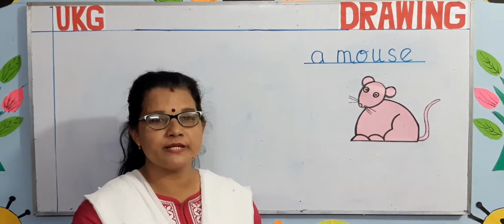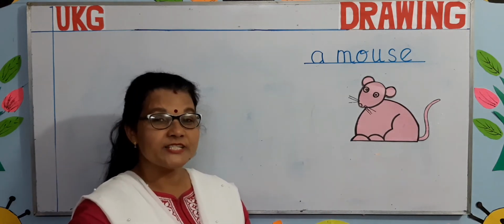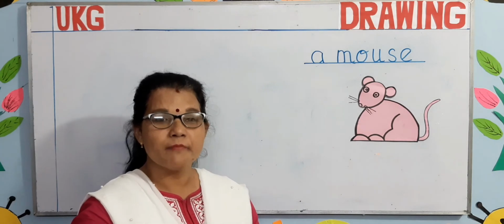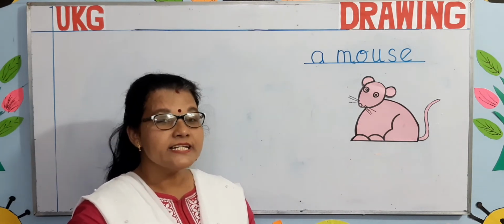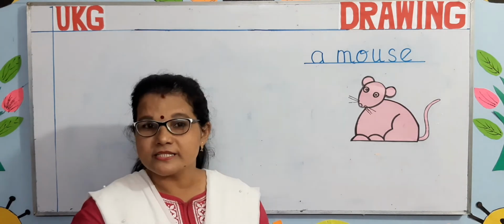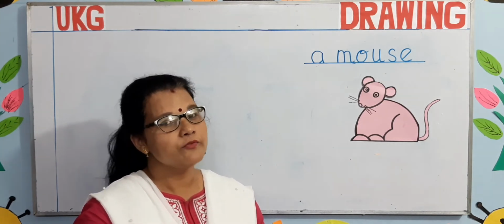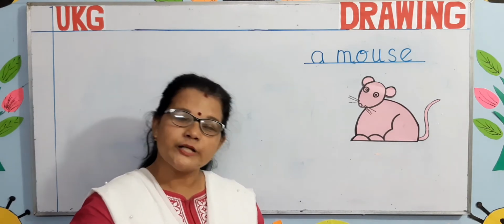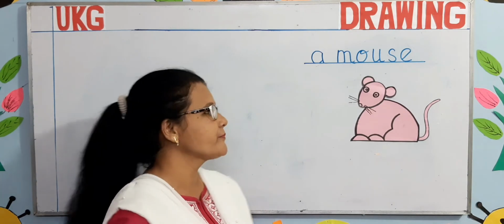Moving on to the next picture now. Can you name this picture, children? Yes, very good. It is a little mouse. Have you seen a mouse, children? We can see it running around in our homes. It loves to nibble at food items and anything it gets. So come, let's learn how to draw a mouse step by step.